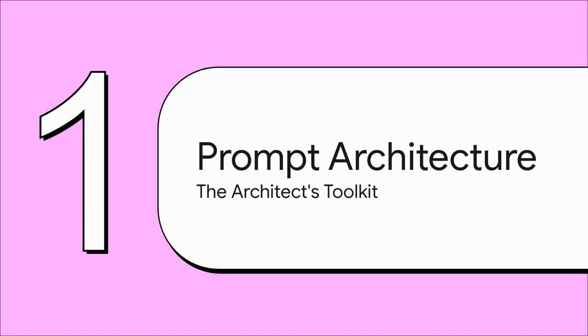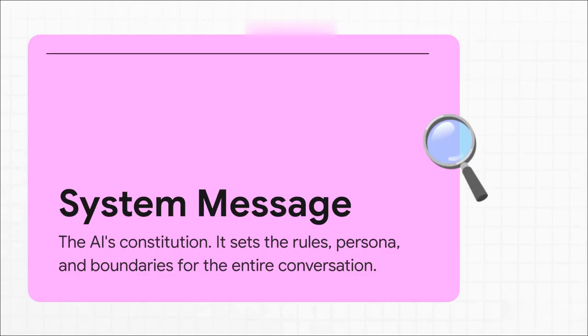So let's open up the toolkit and look at the core components you need to build robust, predictable, and frankly trustworthy AI conversations. All right, the most powerful tool in your entire kit is the system message. I want you to think of this as the AI's constitution. Seriously, it's the foundational document where you set all the high-level rules, you define who the AI is supposed to be, and you establish the hard boundaries for the whole conversation.